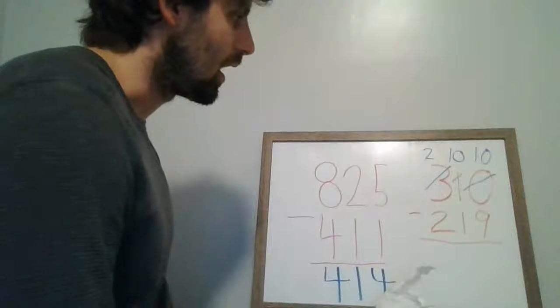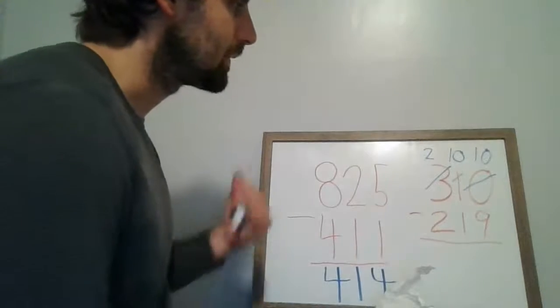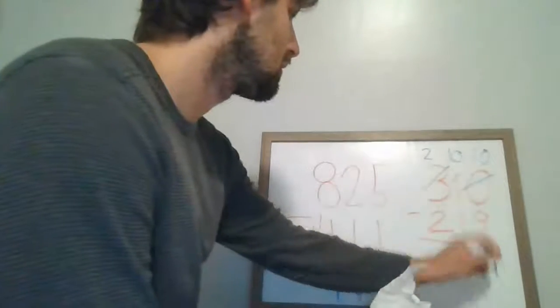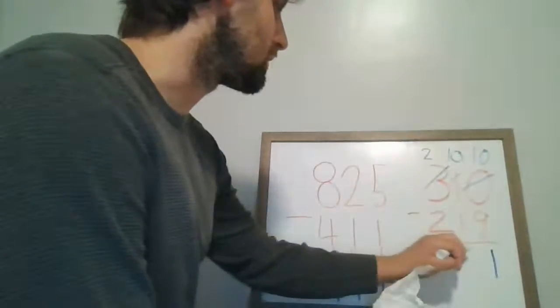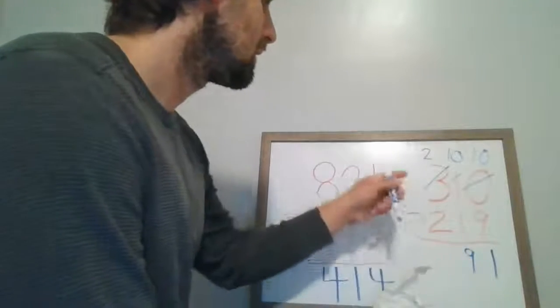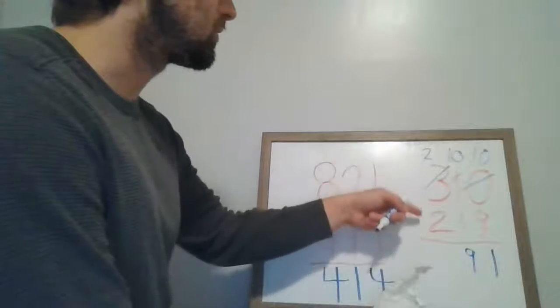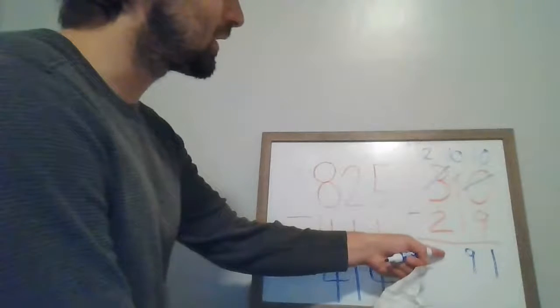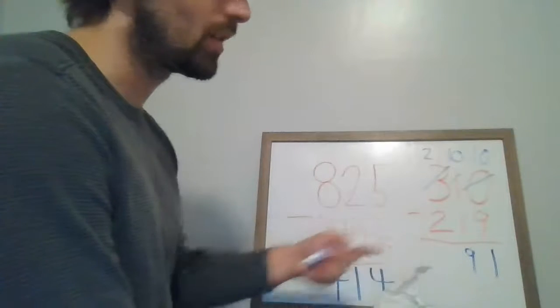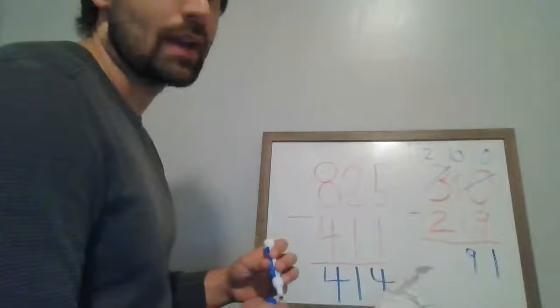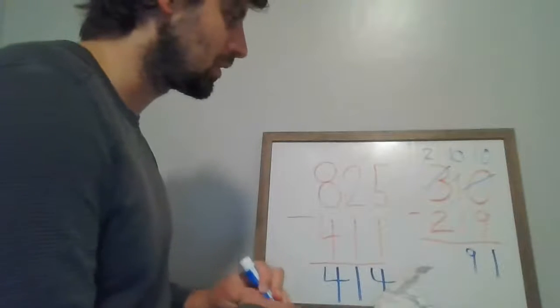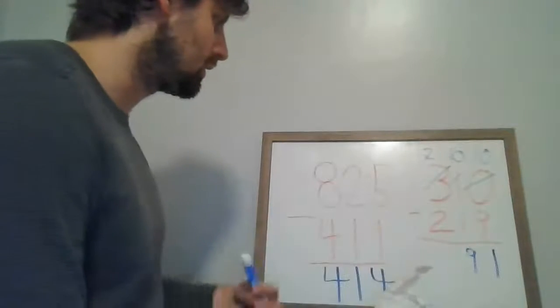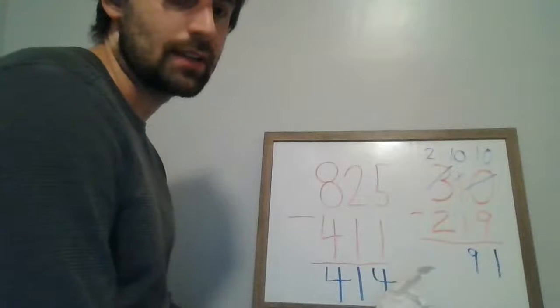All right, so 10 minus 9 equals 1. 10 minus 1 equals 9. 2 minus 2 equals 0. So I can leave this blank, or I can put a 0 in the hundreds place. Either way, it works. It'll be the same answer. 310 minus 219 is 91. 825 minus 411 is 414.